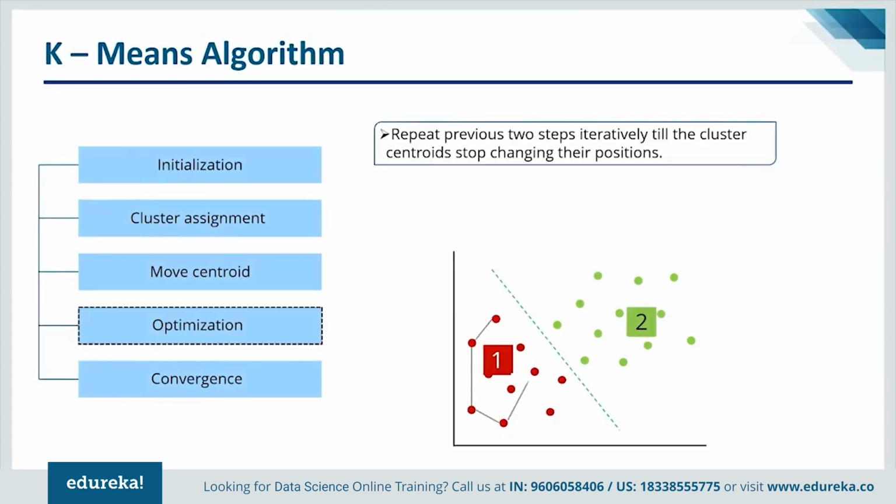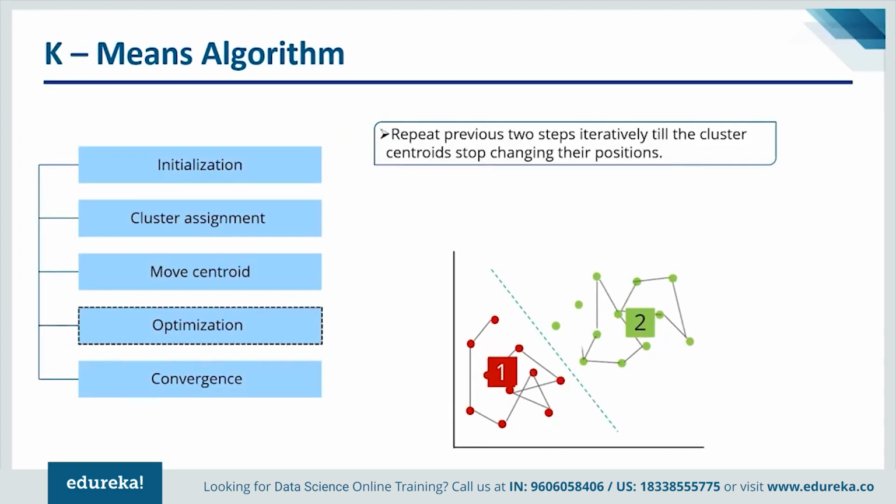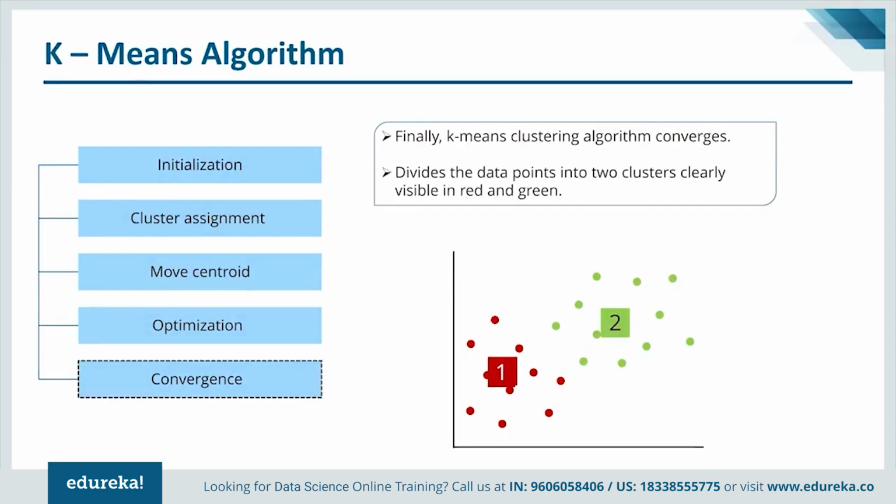Now this keeps happening until the centroids stop moving and changing their positions, which means that the centroids are now perfectly at the center of their respective clusters. So this is the end result, and you can see that cluster number 1 has the red points in it and cluster number 2 has the green points in it. These are the two clusters which are formed at the end. So guys, this is how the K-means algorithm works.